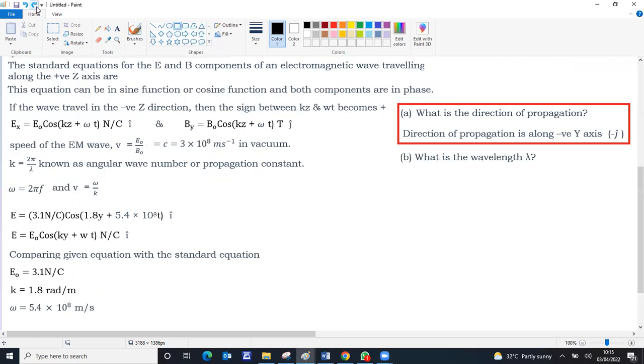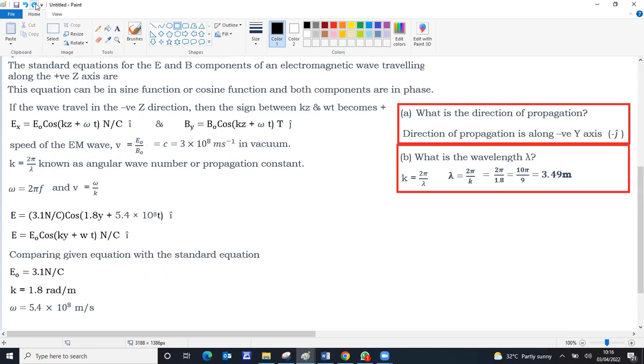Second one, what is the wavelength? For wavelength, we already know the expression for k. k is equal to 2 pi by lambda. You can change the position of lambda and k and get lambda equal to 2 pi by k. So k is already given, 1.8. So substitute 2 pi by 1.8. You can multiply 10 up and down. So 20 by 18. That will be 10 by 9 pi. If you calculate, it comes approximately 3.49 meters.